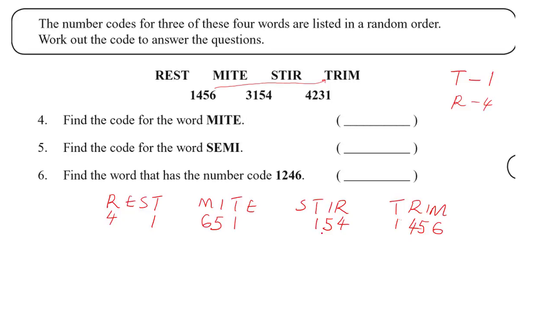Now then here, I've got a number ending in 154. Now that 154 seems to be this one. So I can then say that S is going to be 3 then, because that's the one in front. Okay. So what I've done here so far, I've matched two words. I've done the star and I've done the trim. So the trim is 1456 and the star is 3154.